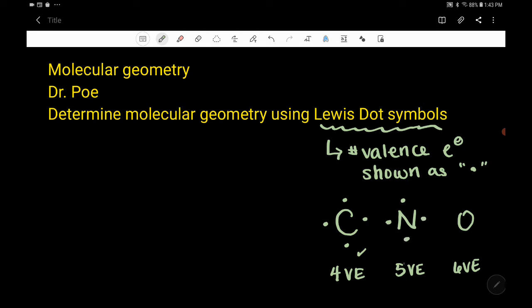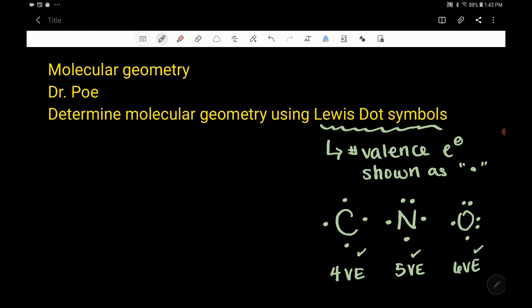For nitrogen, which has five valence electrons, we just start adding more. This is what a five valence electron arrangement looks like, and anything in this group number has the same arrangement of valence electrons. Similarly for oxygen, which has six: one, two, three, four, five, and six. That's what that looks like. You just keep going around until all the valence electrons are assigned.